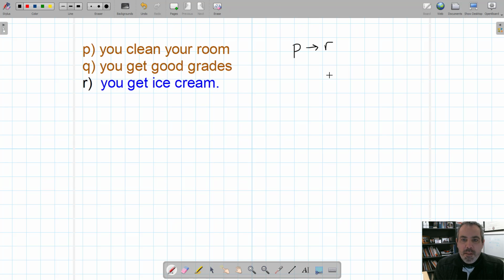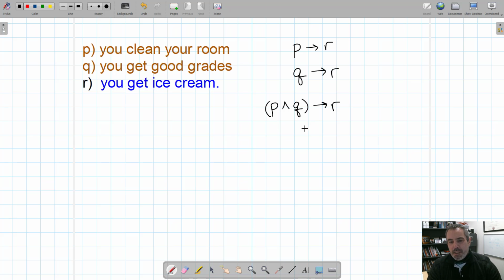If you clean your room, then you get ice cream. If you get good grades, then you get ice cream. A more complicated one, if you clean your room and get good grades, then you get ice cream. So starting to put these things together with the idea of and or. So with that, let's start thinking about how a truth table works.